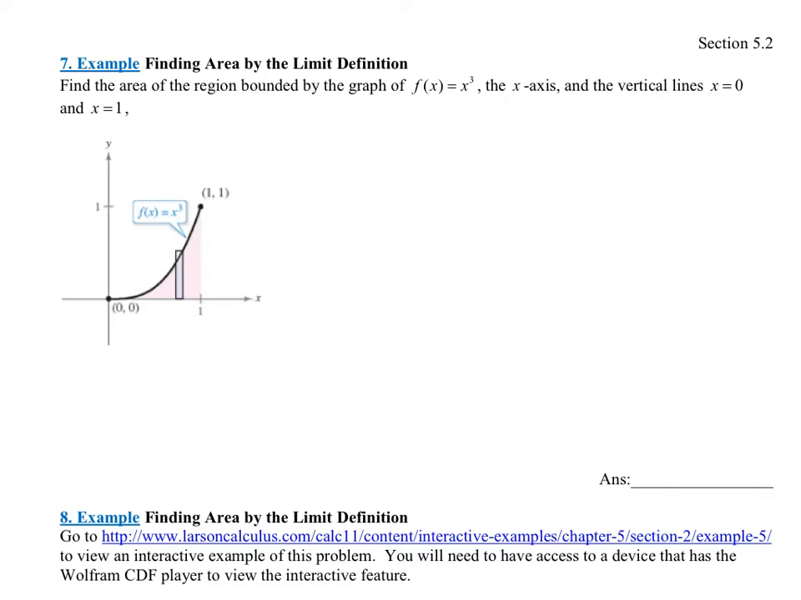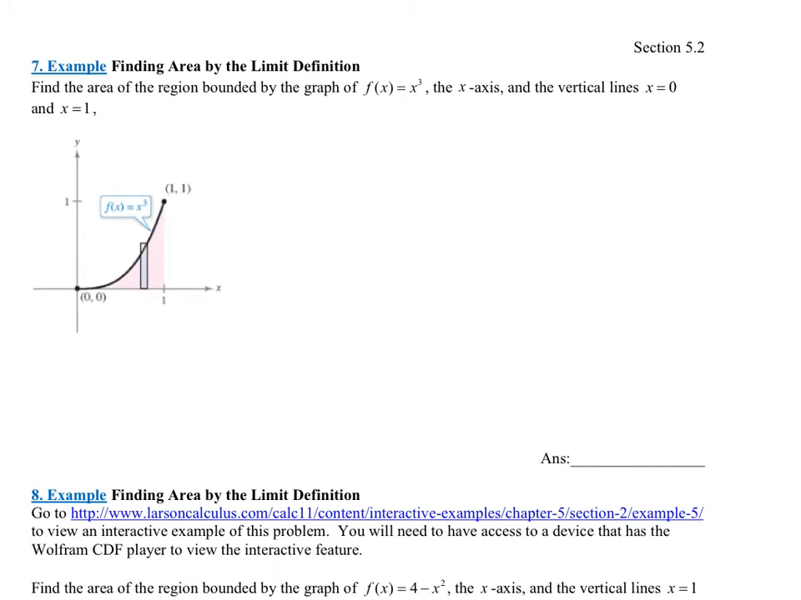Example 7. It says, find the area of the region bounded by the graph of f of x equals x cubed, the x-axis, and the vertical lines x equals 0 and x equals 1. Well, we want to find the exact area, not the estimated area. So let's think about this. Step 1, what's the number of rectangles? So n is the number of rectangles. We no longer get to put in something like 5, right?